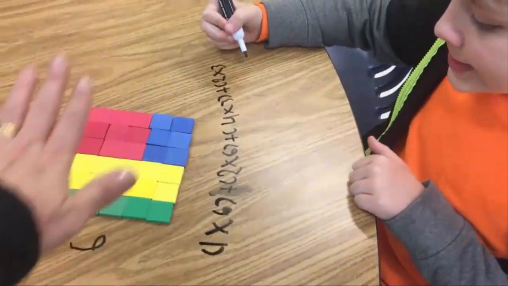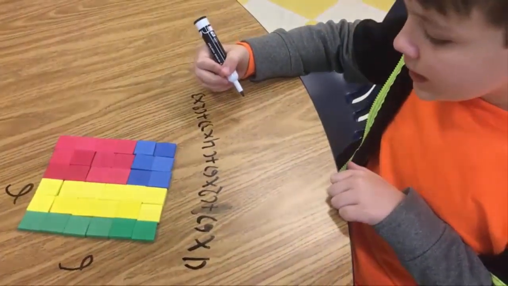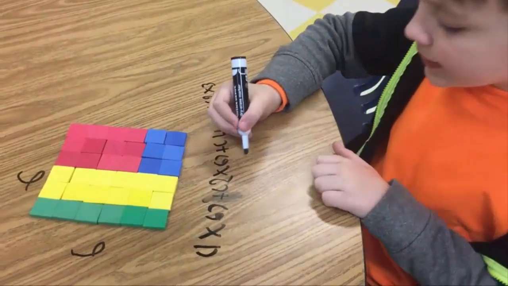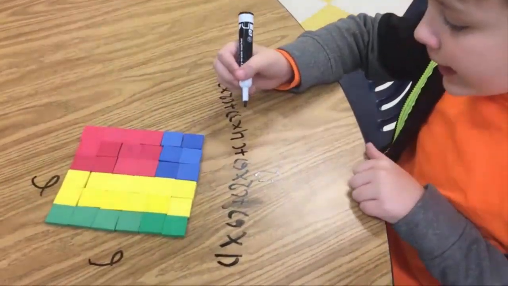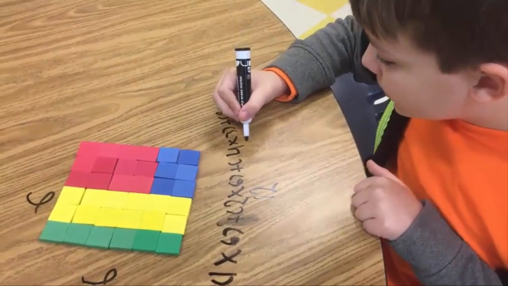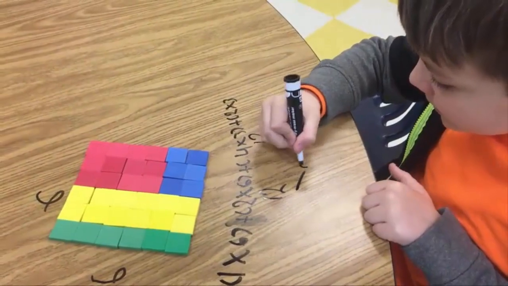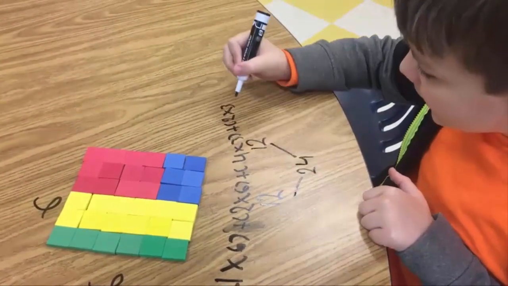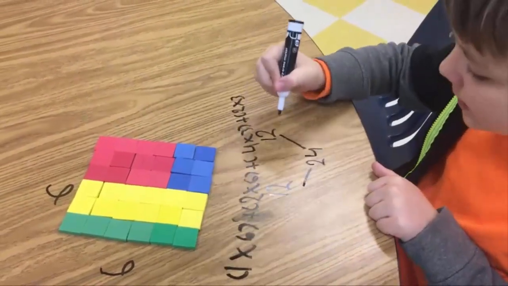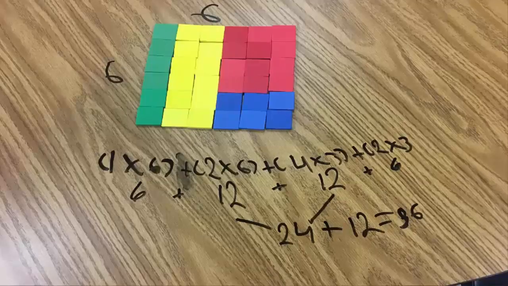So how can we find the total area of your entire garden? Well, 2 times 6 is 12. And 4 times 3 is 12. And together is 24. Okay. And both these equal 6. And so 24 plus 12 equals 36.